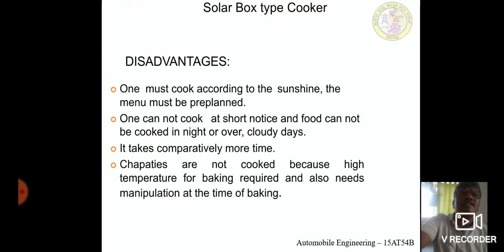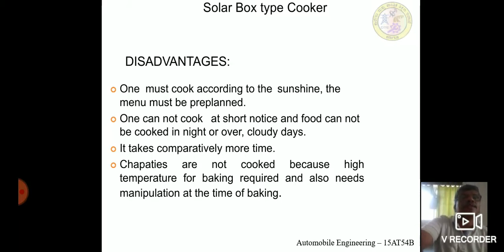But there are disadvantages. Solar energy is not available every day, every time. In the rainy season or cloudy season, it is very hard to receive sunshine. In such times its use is restricted. One must cook according to the sunshine. If sunshine is there, you can cook, otherwise it is not easy. It takes so much time, or it may not be possible. So the menu must be pre-planned.